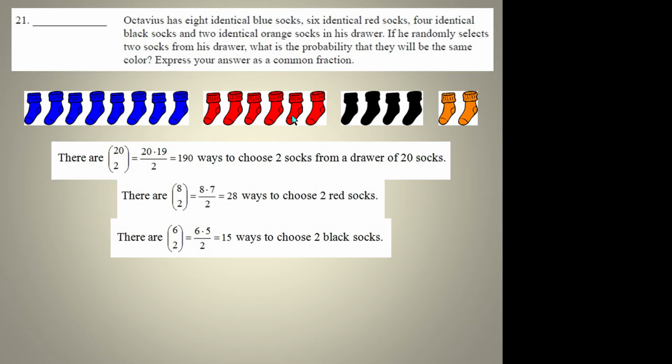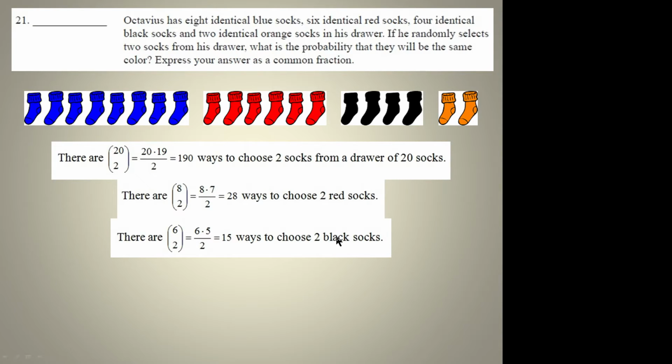And the number of ways you will get 2 red socks will be 6 choose 2. So it's 6 times 5 divided by 2. It's easy to memorize this: that will be 6 times the next number, then divided by 2. It's 15. So 15 ways to choose 2 red socks.